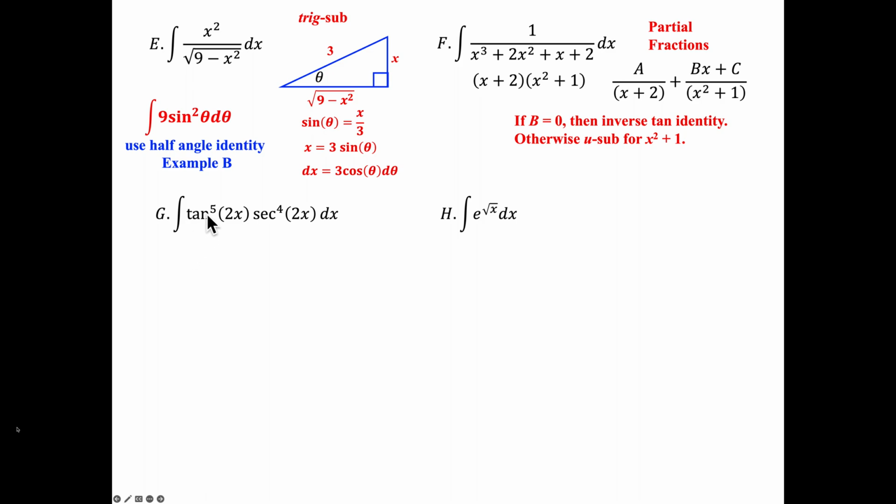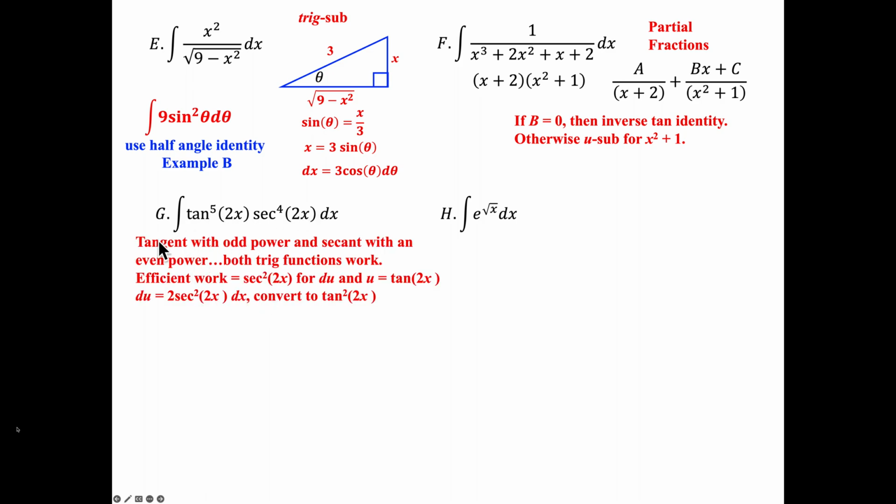For g, tangent to the fifth of 2x, secant to the fourth of 2x dx. Both techniques will work well, but the one with the least amount of work and is most efficient is to take secant squared dx and save it for a du. Let your u equal the tangent of 2x. That way your du is going to be equal to 2 secant squared dx. And don't forget, take the derivative of 2x.